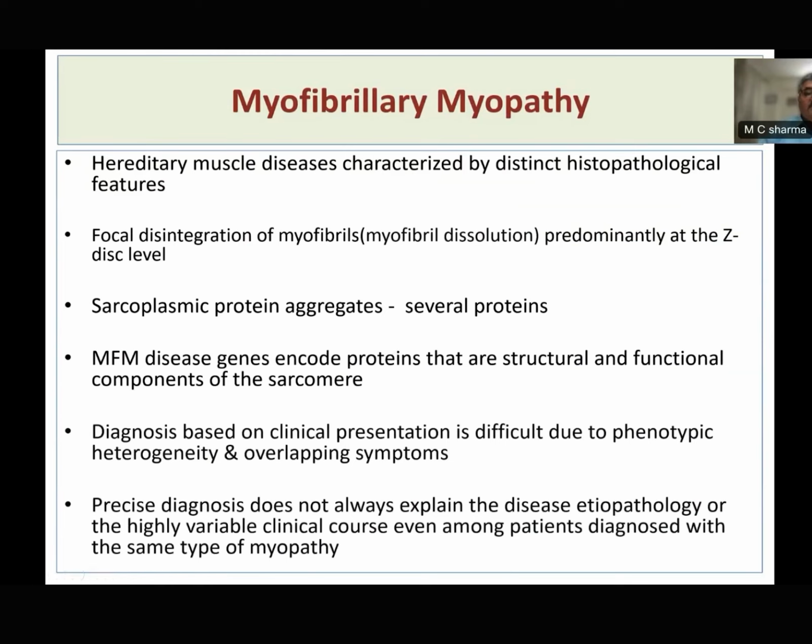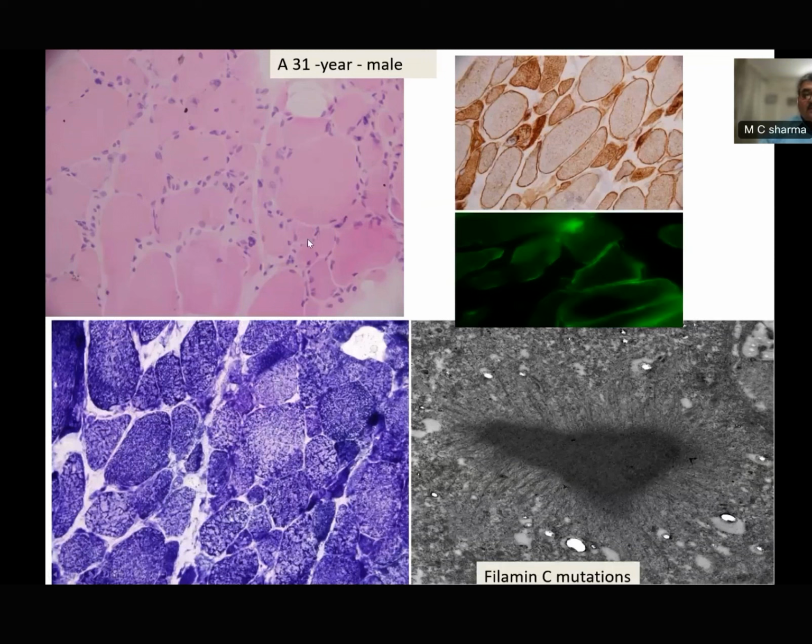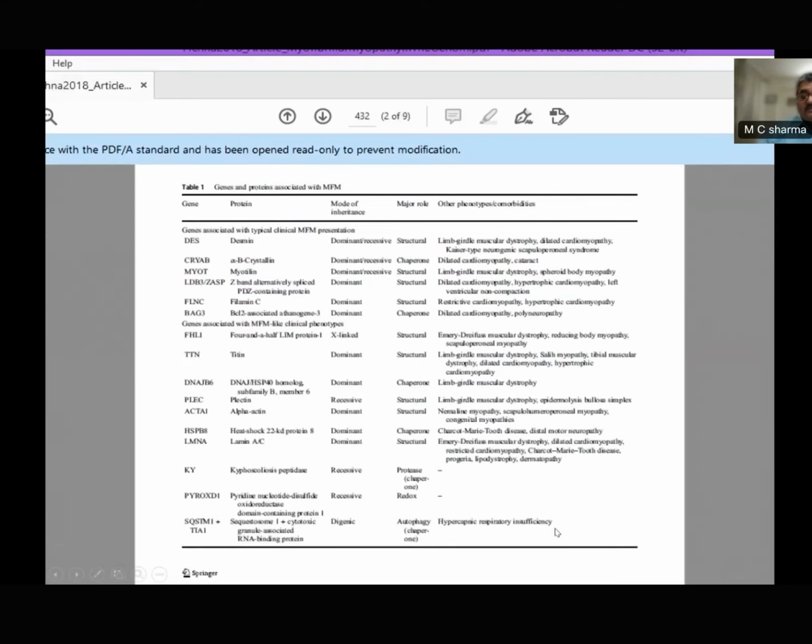So myofibrillar myopathy is a large number of myopathies which have similar features, but it is NGS which can demonstrate these inclusions. They are similar in all of these. I called it desminopathy, but this was a case of filamin C mutation. So morphology alone may not be enough. There may be 12 conditions in this group of muscle diseases.